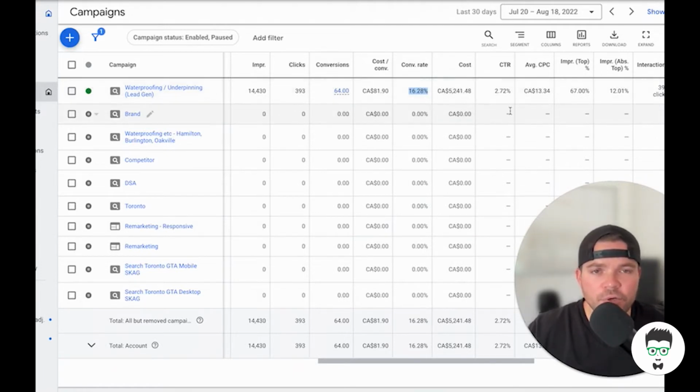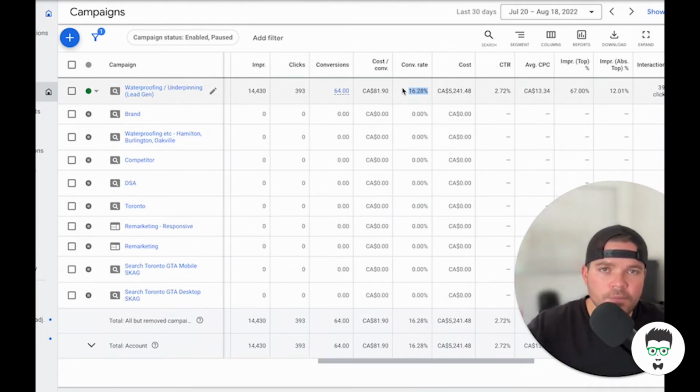And then we have a total cost of $5,241.48 on this campaign. So on this campaign, we're driving both leads and calls. So the consumer has the option to fill out the lead form on the page, or they can call from a landline or mobile device directly from the number that's on the landing page.